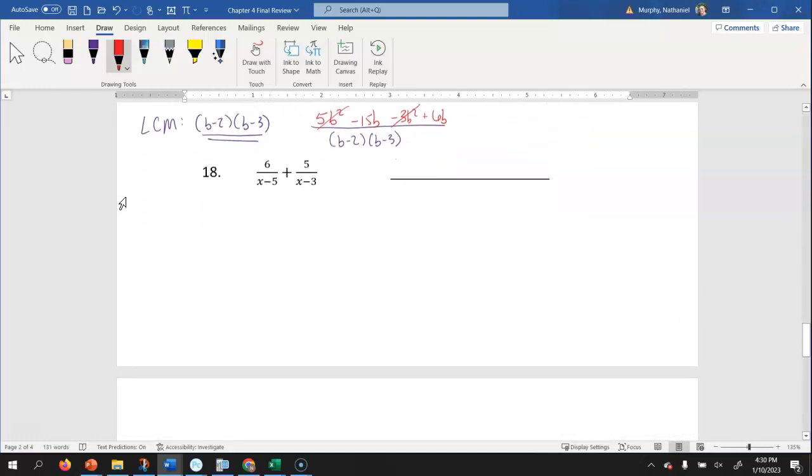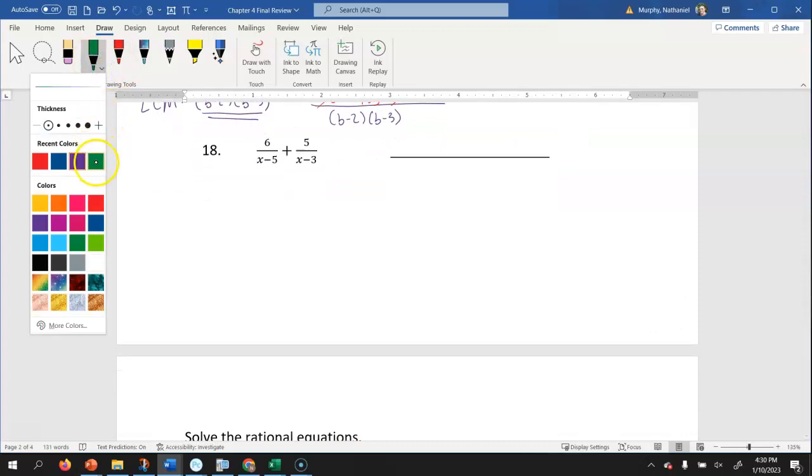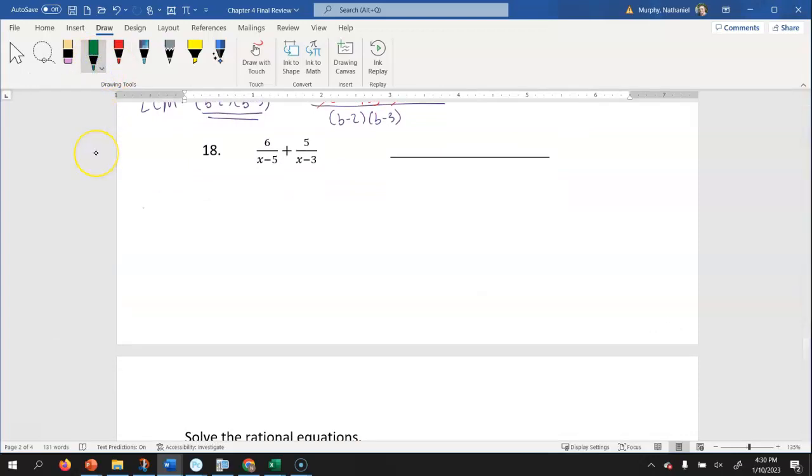All right, let's look at number 18. For 18, let's start with the least common multiple, LCM, because the LCM is what we're going to have in our denominator. I look at the first denominator, we have x minus 5. The second denominator, we have x minus 3. Those are our only two factors in our denominator. So that's what we're going to have as our answer for the denominator. That's my goal.